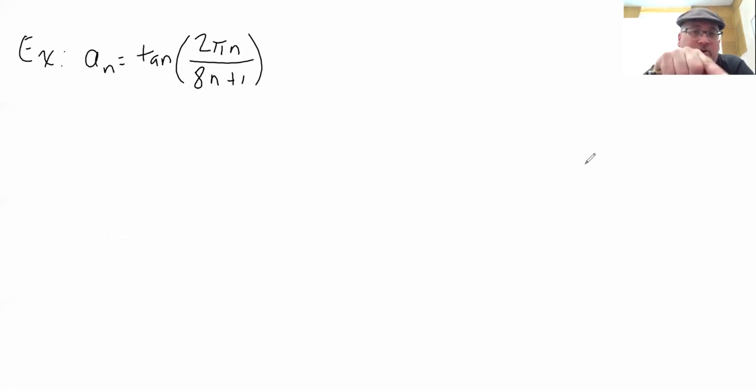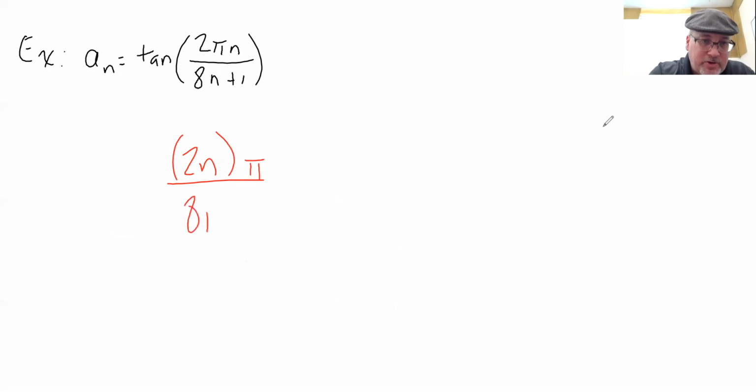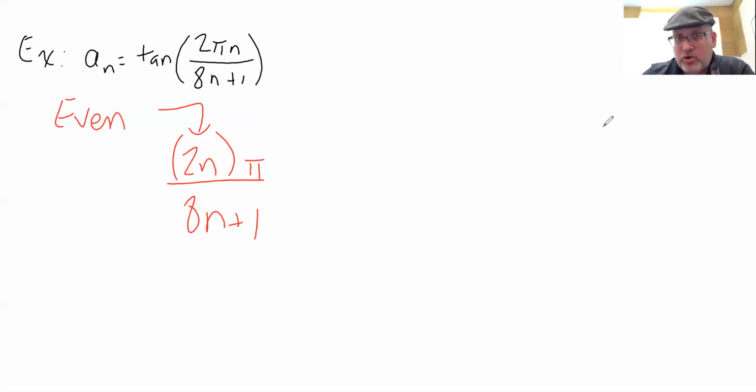So will this function hit any of those asymptotes? In other words, odd multiples of pi over 2. Well, if we look at the inside of this function real quick, 2 pi n, let's put the n, 2n pi over 8n plus 1. The number in parentheses is always even, provided that n is an integer or a whole number, because it's divisible by 2. And the number on the bottom is always odd, because 8 times an integer is even, plus 1 makes it odd.